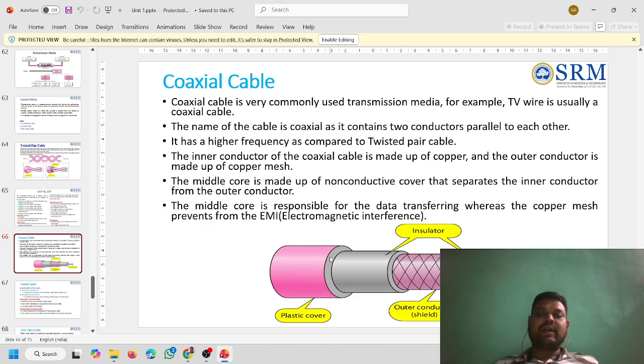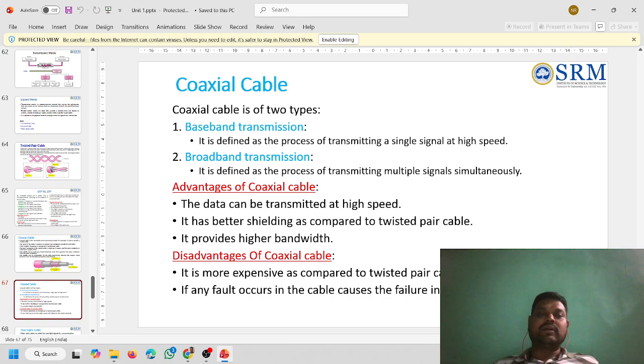The insulator is used to protect against signal attenuation. The middle core is responsible for data transfer, so if any signal is trying to escape from the inner conductor, the insulator will prevent it from escaping. Coaxial cable supports both baseband transmission and broadband transmission.